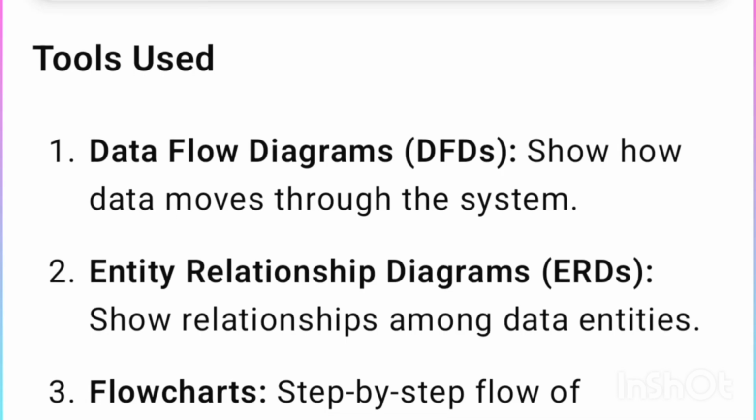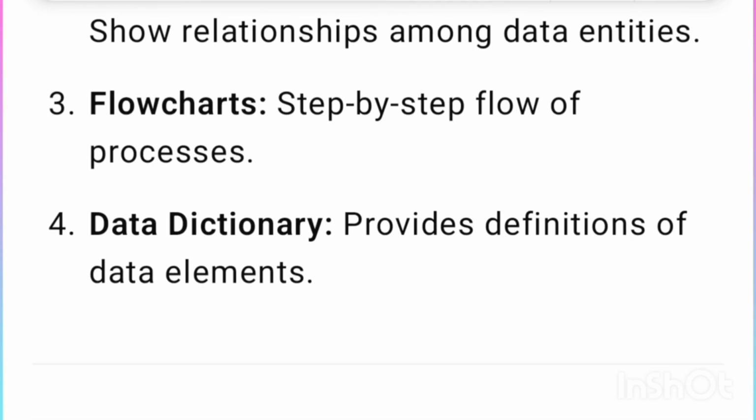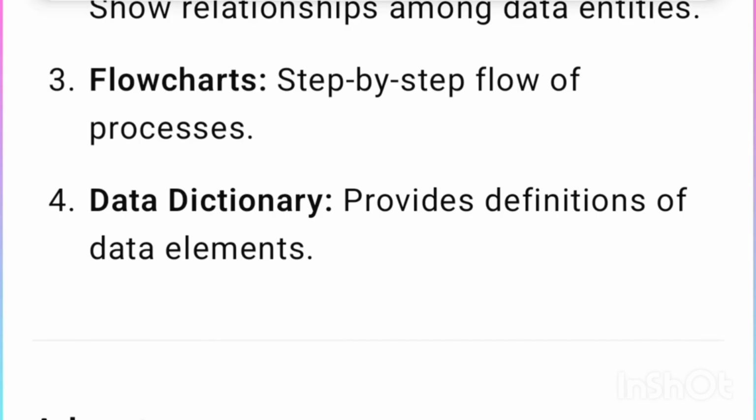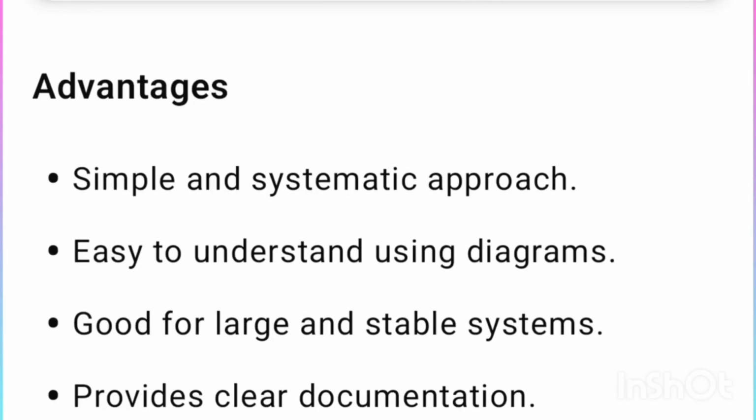Tools used. 1. Data flow diagrams (DFDs) show how data moves through the system. 2. Entity relationship diagrams (ERDs) show relationships among data entities. 3. Flowcharts: step-by-step flow of processes. 4. Data dictionary: provides definitions of data elements.